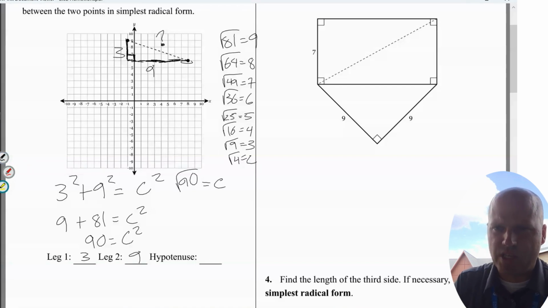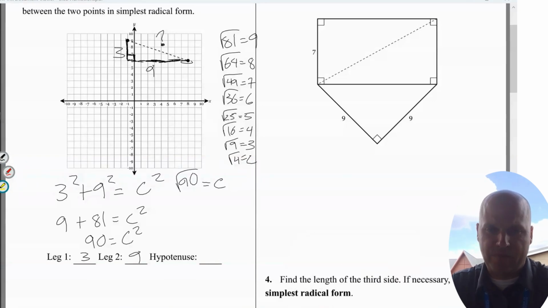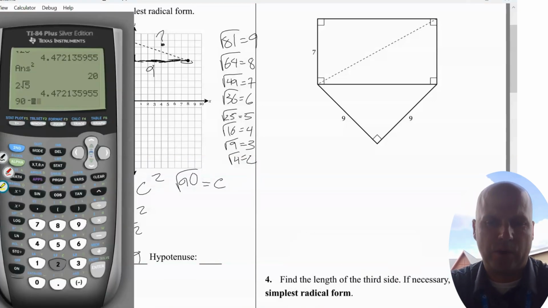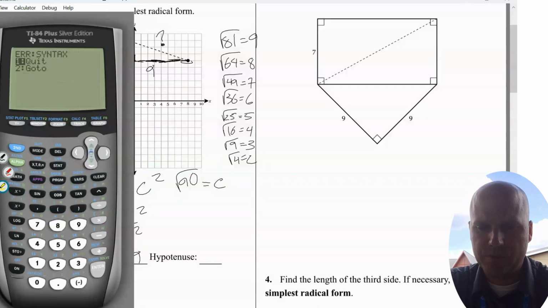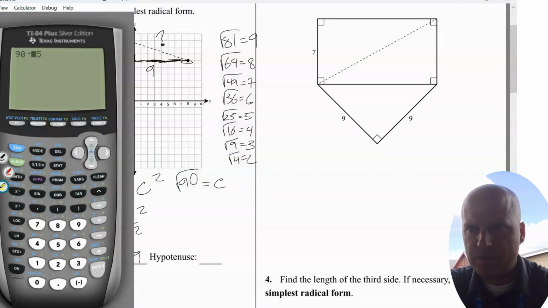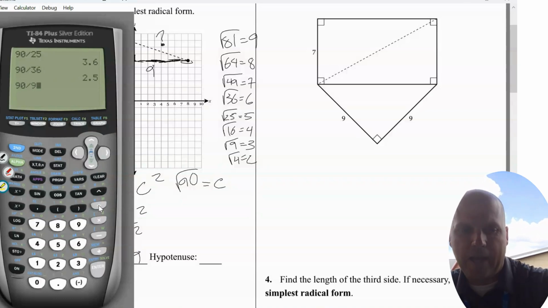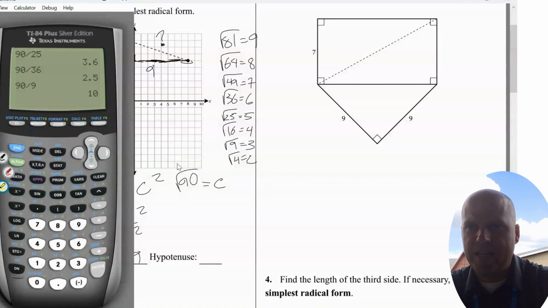I'm thinking to myself, okay, does 25 go into 90? I don't know. You could check if you have a calculator, 90 divided by 25, and you see, no. Can I take 90 and divide it by 36? No. Can you take 90 and divide it by 9? Oh, yeah, I can. 9 times 10 is 90.